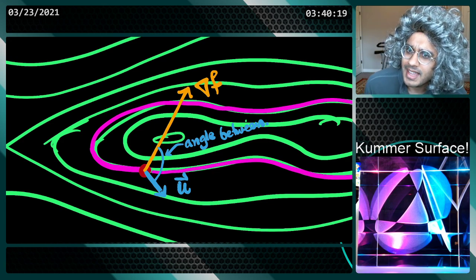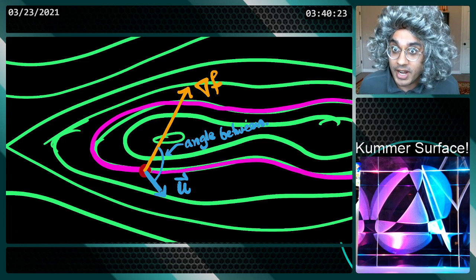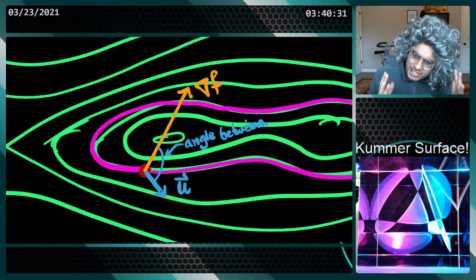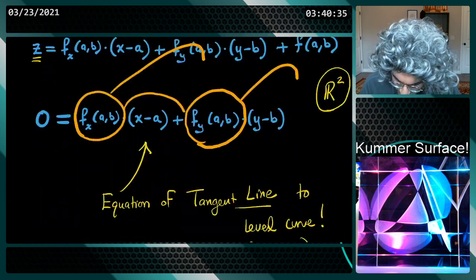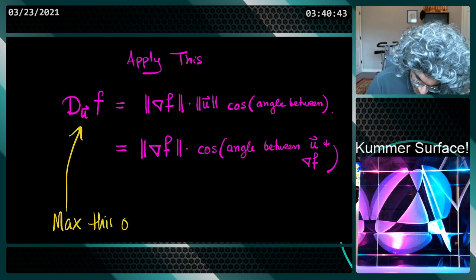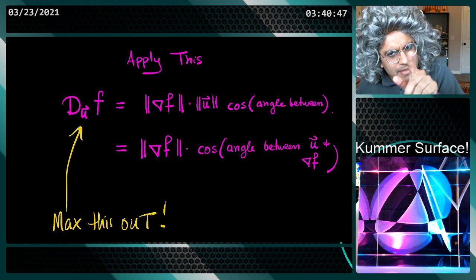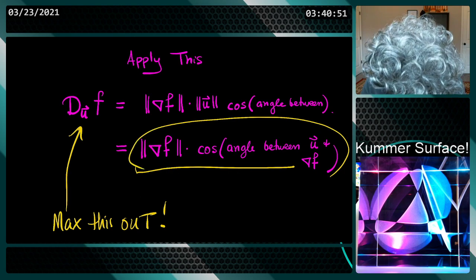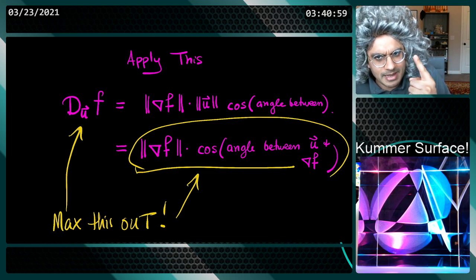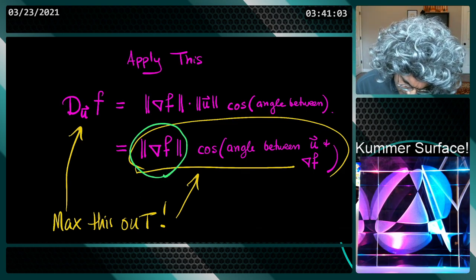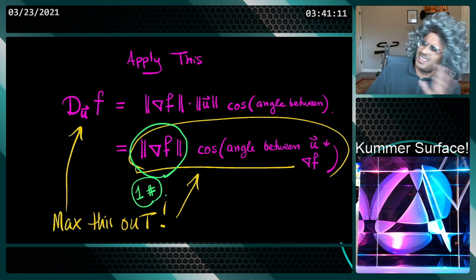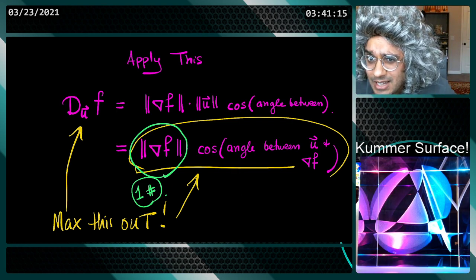So here's a question. If you wanted to maximize the directional derivative, get that biggest increase, max out that derivative, which direction should I go? I want to max out that directional derivative, right? Max this out. Well, hold on. That means we need to maximize this thing. But hold on. The gradient is just a single vector that I can compute in any given example. So this thing here is just one particular number. It's the length of the gradient vector. So all I need to do is max out the cosine.